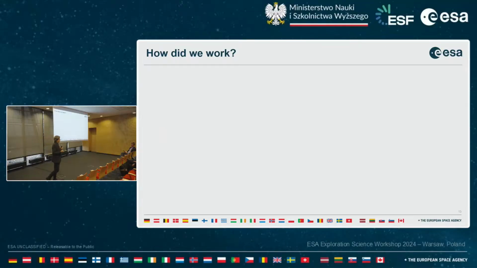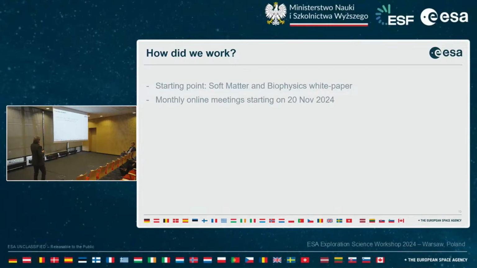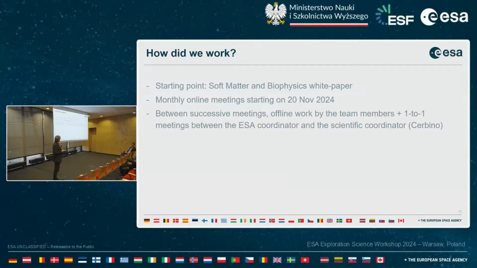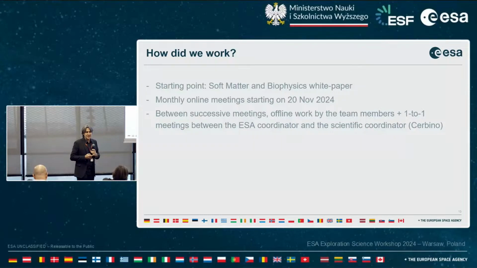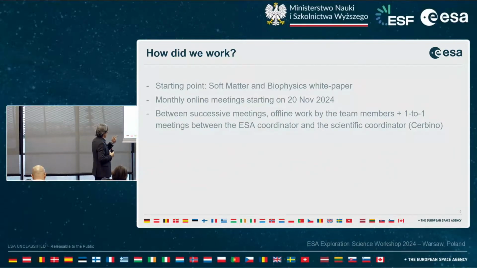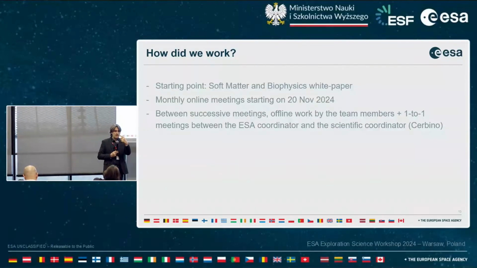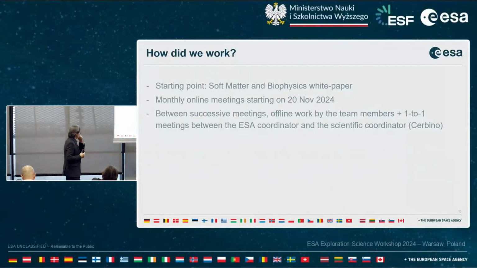We started working. And so the starting point, as I told you, was the soft matter paper. So the way we organized our work was monthly online meetings, starting with the first meeting on November 23. Sorry, this was wrong before, it's November 23, not November 24, because we cannot go in the future. Then we had offline work by all the team members, plus some one-to-one meetings between the scientific coordinator and the ESA coordinator.